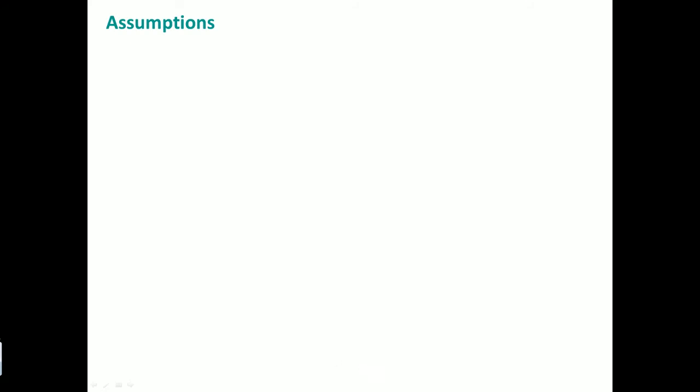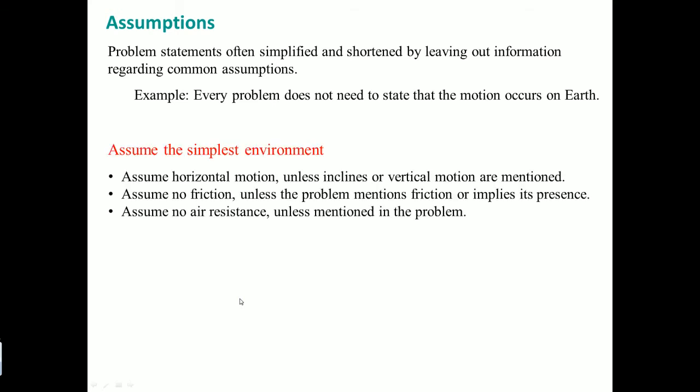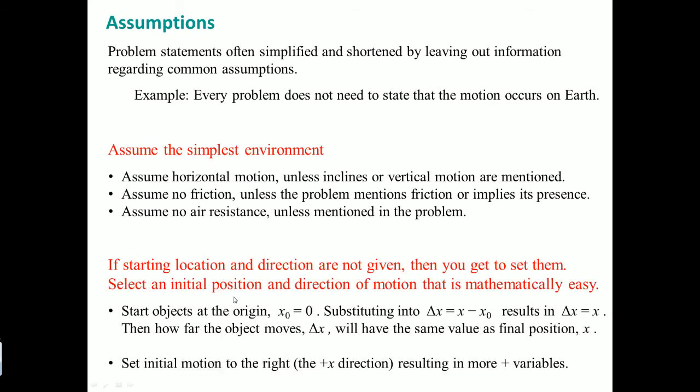Some assumptions that we have to make when we solve these problems. Please notice that every single one of these problems occurs on Earth unless the question states otherwise. Assume the simplest environment. Assume that the motion is horizontal unless incline or vertical motion is mentioned. Assume no friction or air resistance unless the problem states. If starting location and direction are not given, then you can set them. Select an initial position and direction of the motion that is mathematically easy for you. And this is what we have.